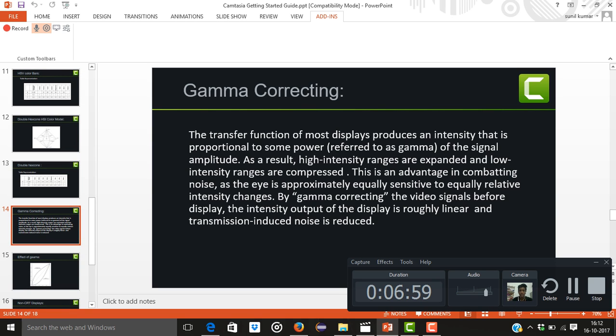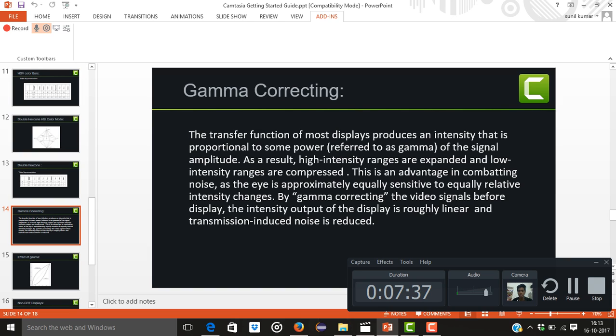Gamma correction. Why is gamma correction useful? Sometimes the values cannot be calculated from RGB. By using gamma correction, we can calculate the different colors. We can calculate the values of RGB. Now let me discuss the transfer function: most displays produce an intensity that is proportional to some power of the signal amplitude. As a result, high intensity ranges are expanded and low intensity ranges are compressed. This is an advantage in combating noise, as the gamma corrected signals are displayed.